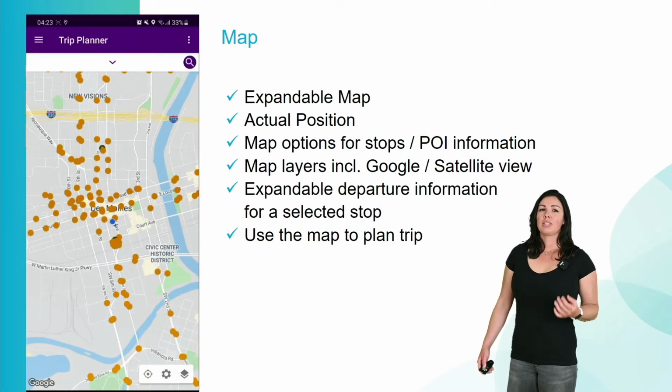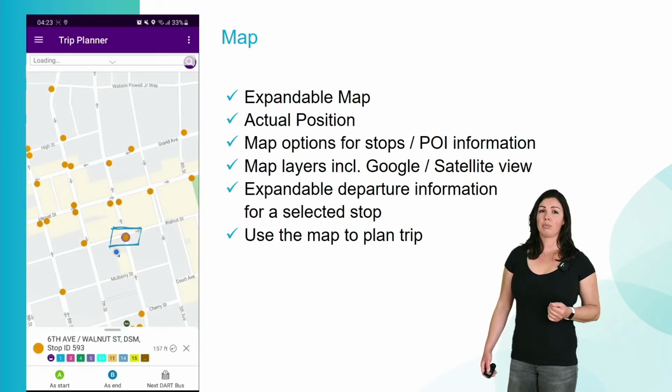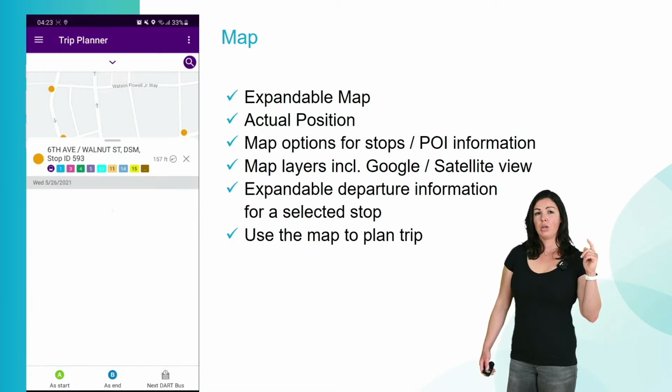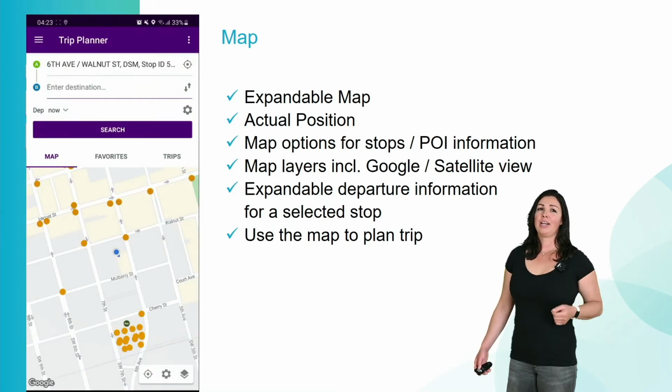Of course, sometimes a customer just wants quick information about what's nearby. Here they can use our expandable departure information by selecting a stop and then, of course, swiping up. When they swipe up, they'll get all the departures coming from that stop so they can quickly see when the next is departing.